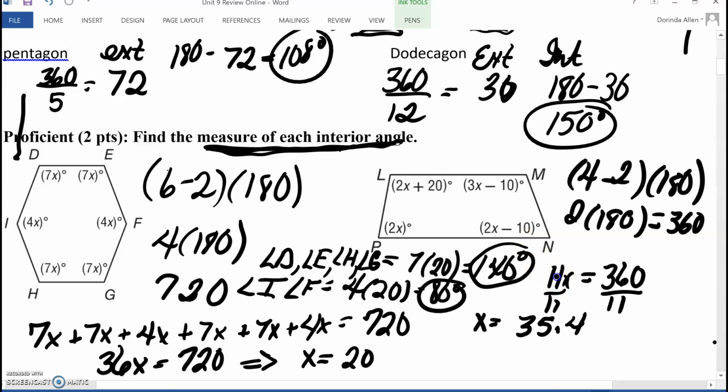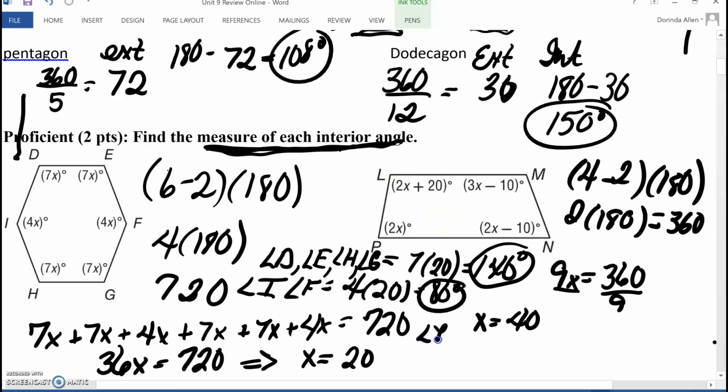So this should actually be 9x, because 2x plus 2x plus 2x plus 3x is 9x. Divide by 9 instead of 11, which will be a lot easier. And I get 40. Then I need to plug that 40 into all the angles.